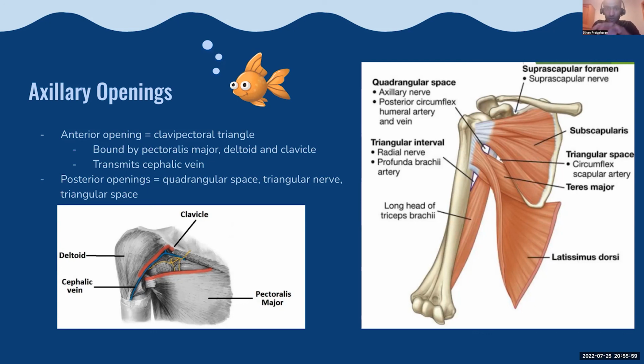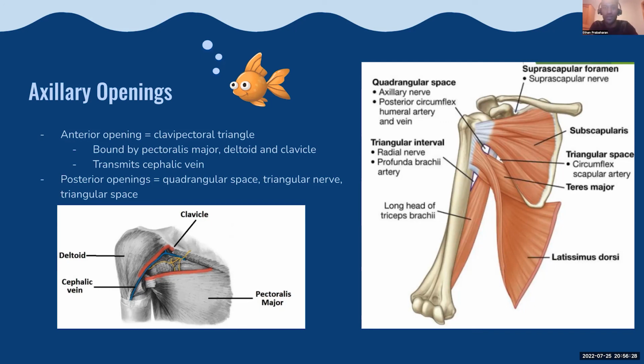And we have a bunch of openings posteriorly, which are called the quadrangular space, the triangular interval, and the triangular space. Okay, and you can see them here. I mean, they sort of resemble the shapes that they're named after, and they have a lot of shared borders. So if you can sort of remember that, triceps is important, teres major is important, and that the sort of scapula is important as well.